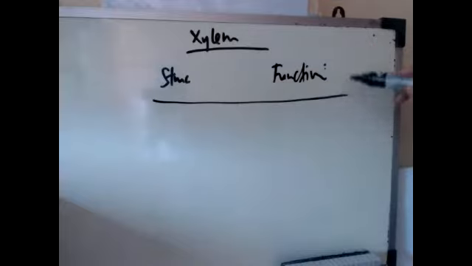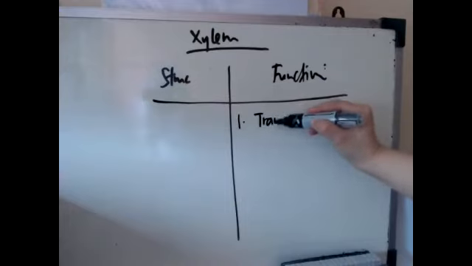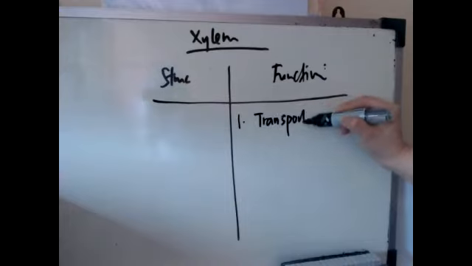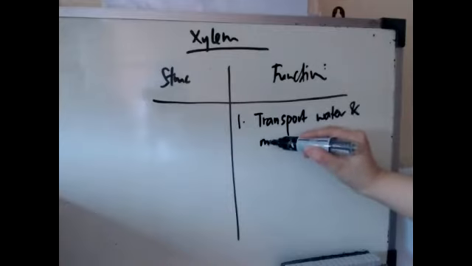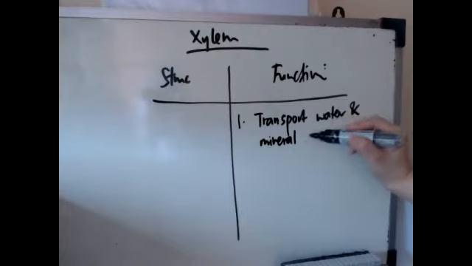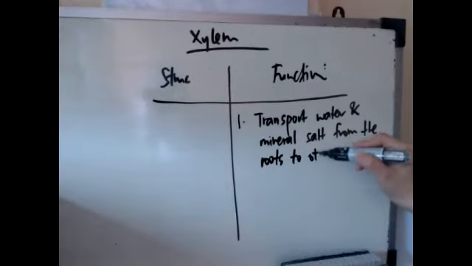Basically, there are two functions of xylem. The first function of xylem is to transport water and mineral salts from the roots to other parts of the plant.